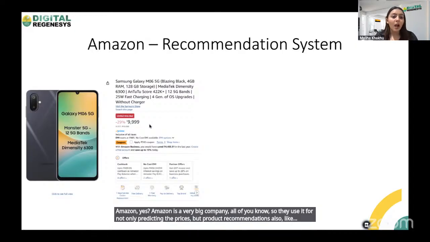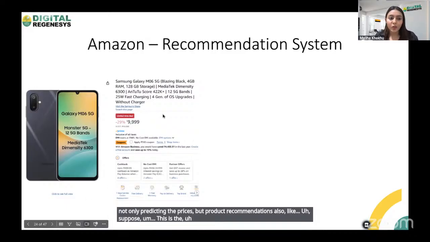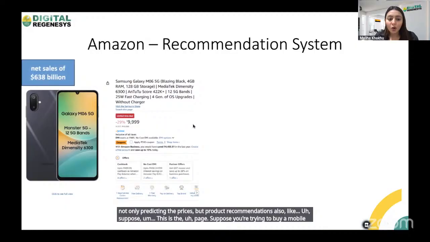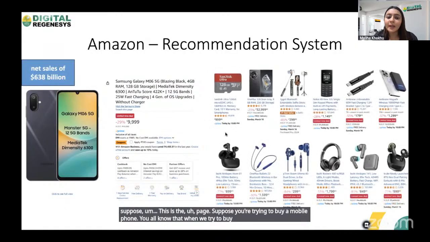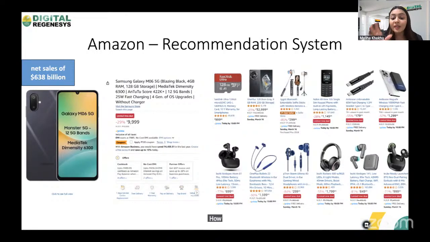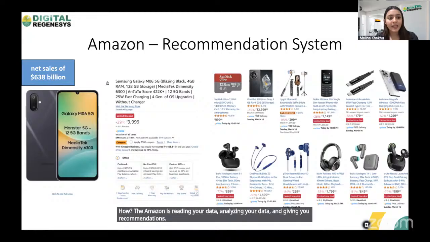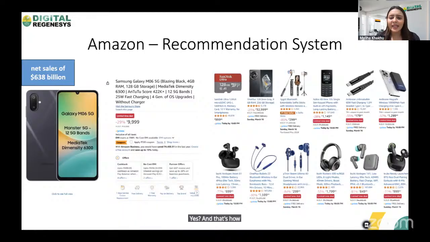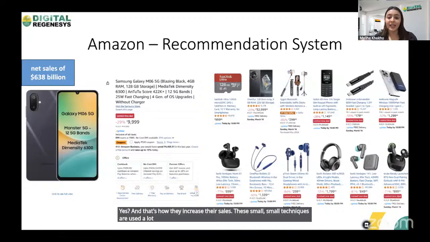Suppose this is the page. Suppose you're trying to buy a mobile phone. You all know that when we try to buy a mobile phone, it ends up giving us these kinds of recommendations, and then we end up buying also, right? Let's say with a phone, I might buy a cover, I might buy earphones. How? Amazon is reading your data, analyzing your data, and giving you recommendations. And that's how they increase their sales. These small techniques are used a lot with data science to improve the sales and whatnot.